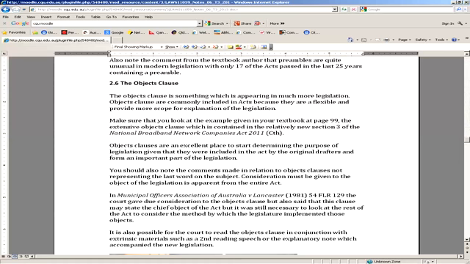They say that this text here says that the objects clause creates a flexible way to explain the legislation. I wouldn't have said flexible. I would have said it creates a mechanism by which the draftspersons of a piece of legislation can articulate in the legislation itself the purpose of the legislation, the object of the legislation. And they're referring here to Section 3 of the National Broadband Network Companies Act 2011.